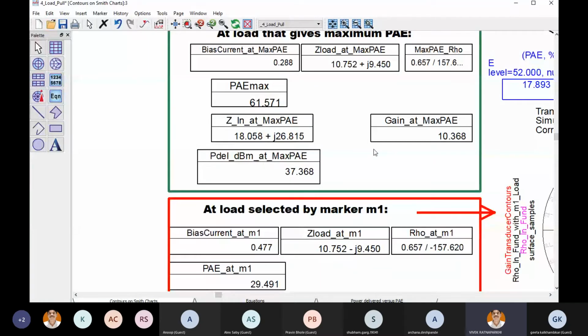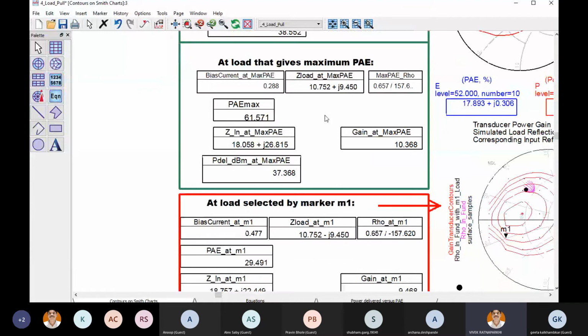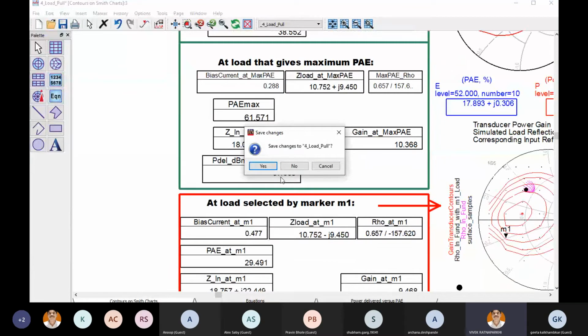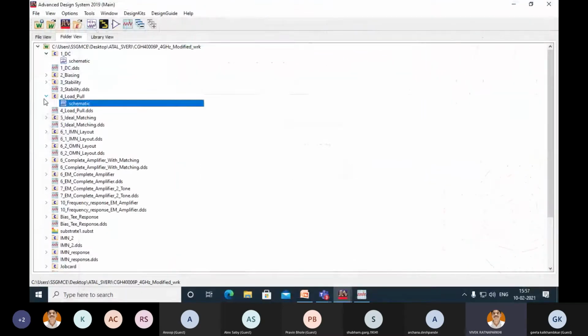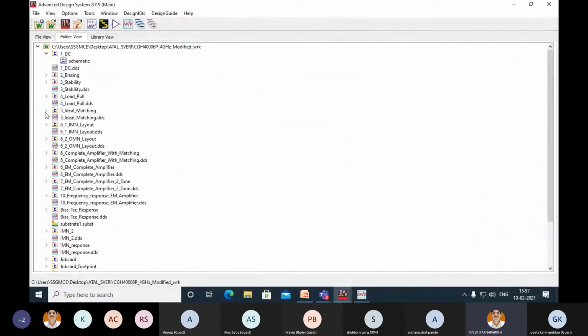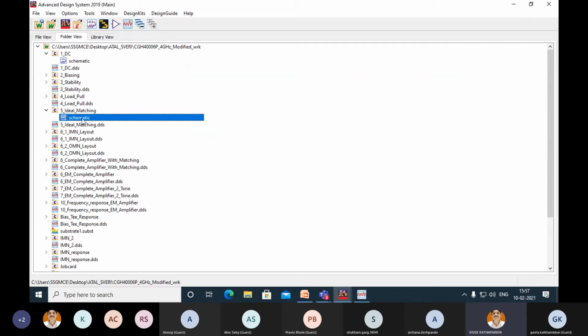So there is a trade-off in the selection of the requirement, whether you want to design for power added efficiency or you want to design for maximum output power. A lot of things have to be understood. But once you have done the load pull analysis, now you can go ahead and follow the step which we used to call an ideal match.